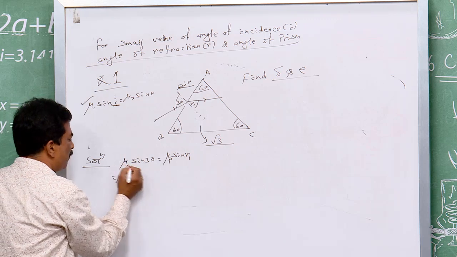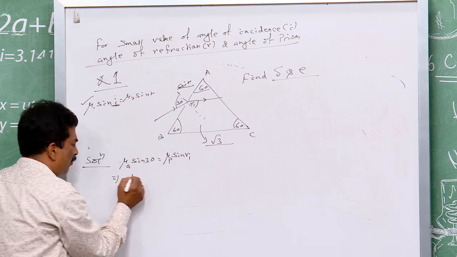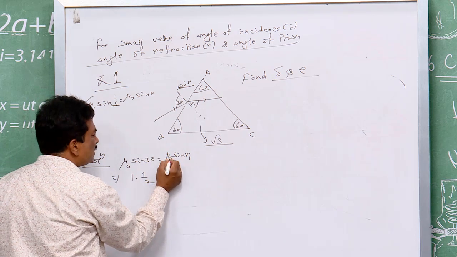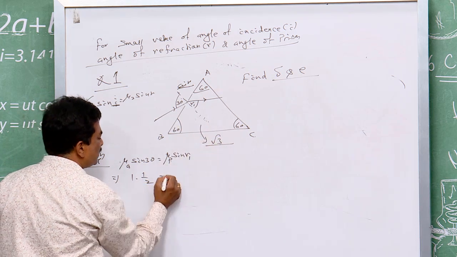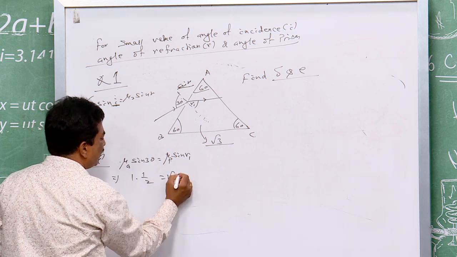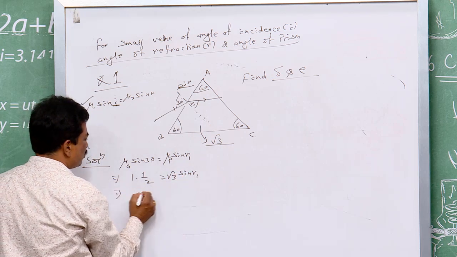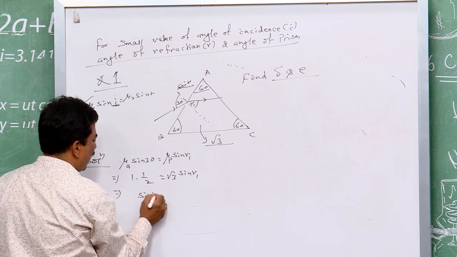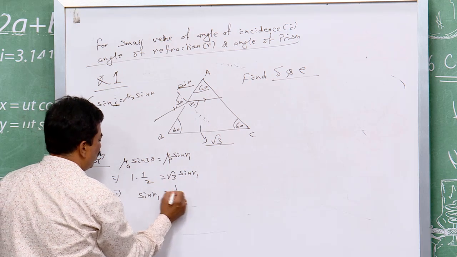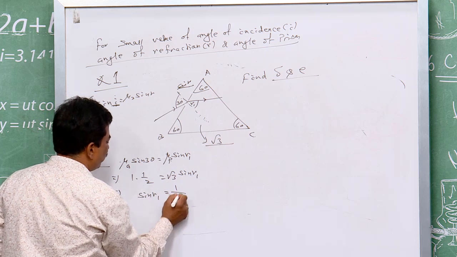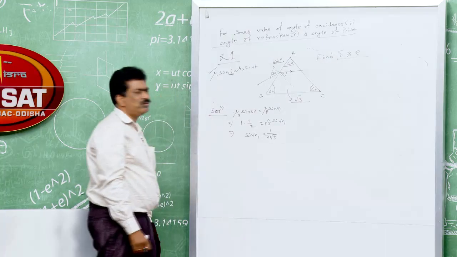So this μ for air is equal to 1, and sin 30 is equal to 1 by 2. μ of the prism, the refractive index of the material, is given as √3. So this gives sin R1 equals 1 by 2√3.